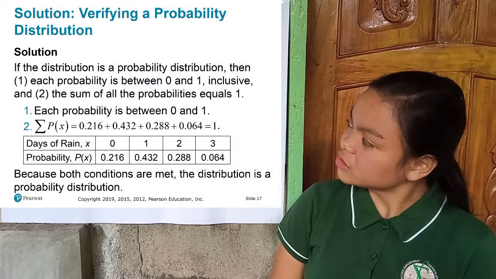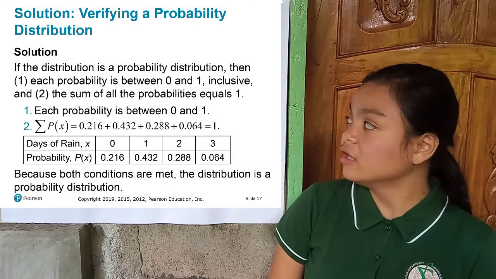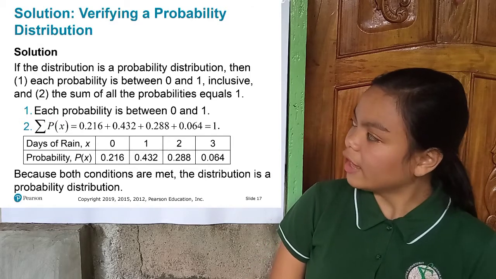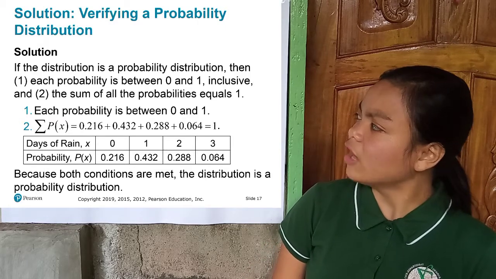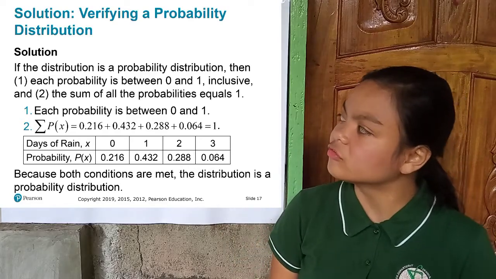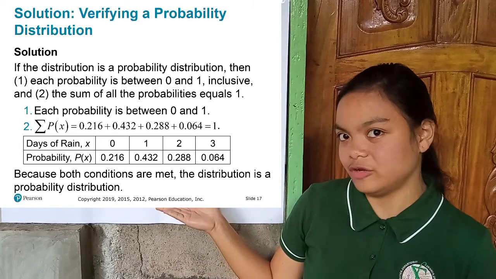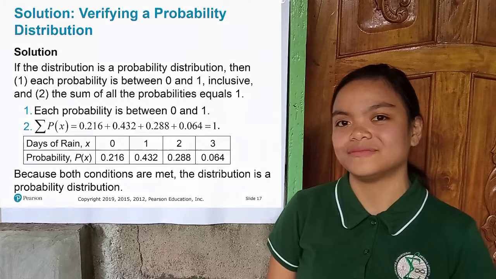The first step is checking if the probabilities are between 0 and 1, and that is satisfied. Next, you have to sum it all up and see if it equals 1. So, this is a discrete probability distribution.